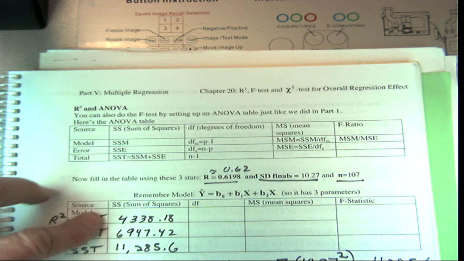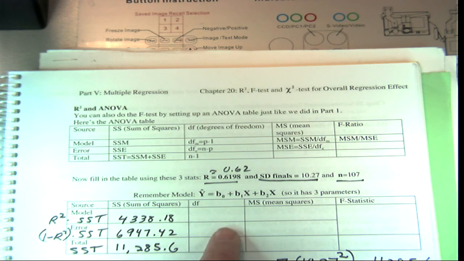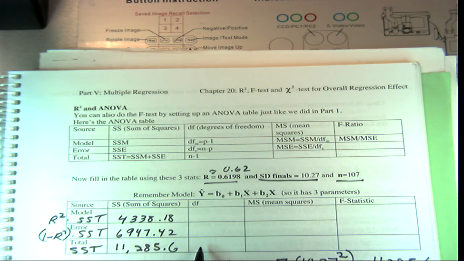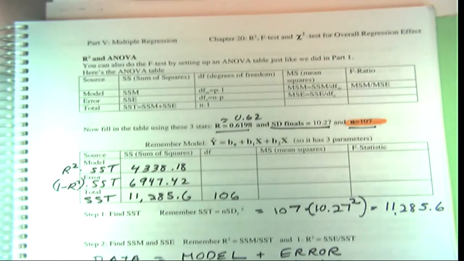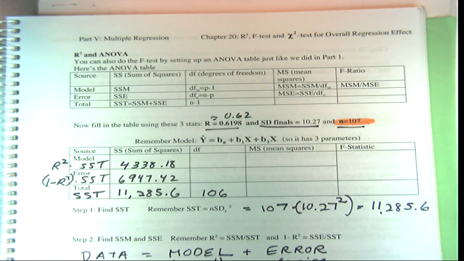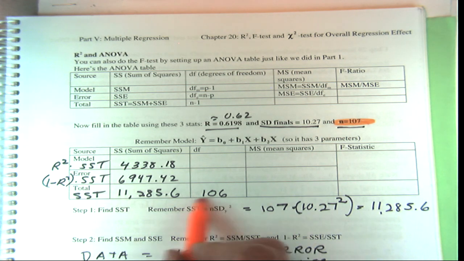All right, so now we've broken it up into those two parts, and then the degrees of freedom for each. Remember, this is the error, so the total degrees of freedom is n minus 1, 106. Where am I getting this from? I'm using this. All right, so that's where that's coming from.